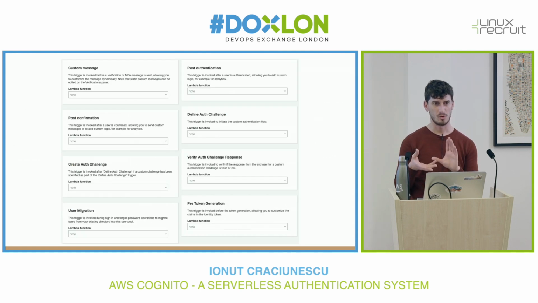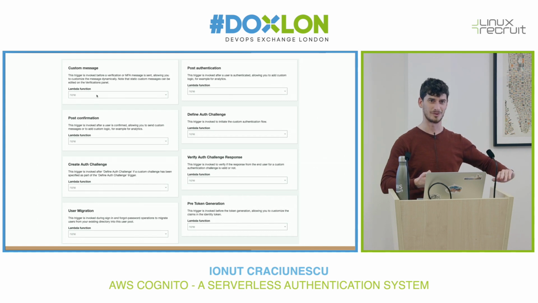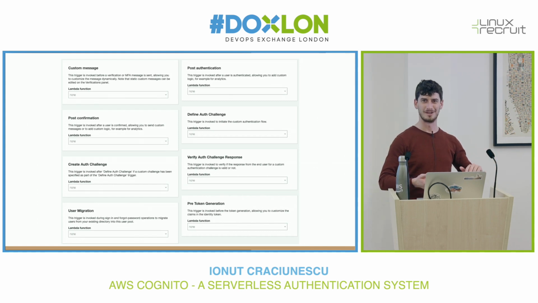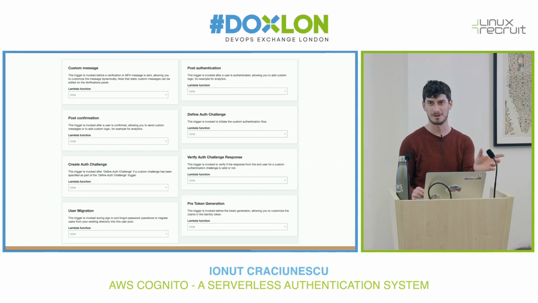Another screenshot on how Lambda triggers can be set in the Cognito UI. If you click on any of these drop-downs, you'll be presented with a long list of Lambdas available in your account. It's not the best way to set them up. It works. I prefer Terraform because it's easier. Just give it a name and it sets it in there.